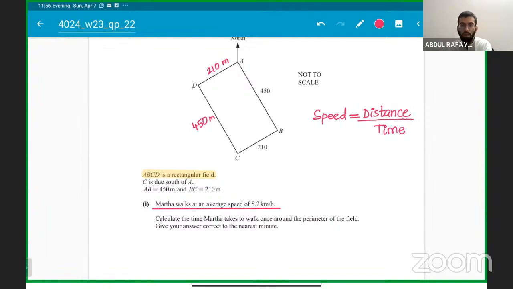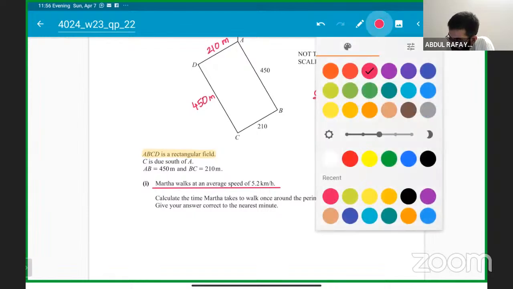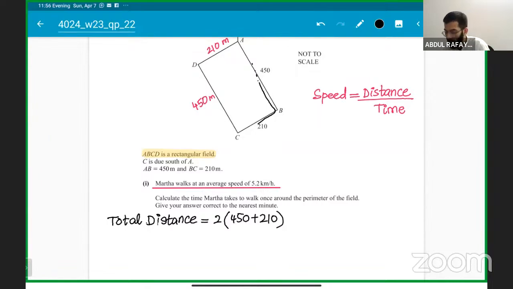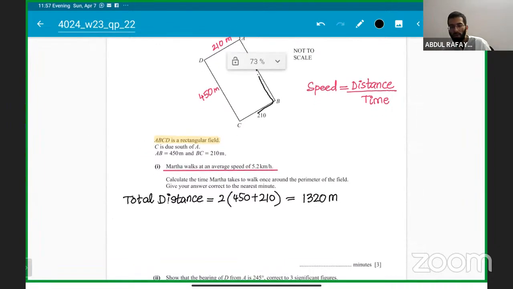What we need to understand is that we need to calculate the total distance. The total distance will be the perimeter. We start from point A, go to B, then C, then D, and come back to A. So the total distance traveled around the rectangular field will be 2 times (450 plus 210), which is the perimeter of the rectangle. It will be 1320 meters, the total distance in meters.